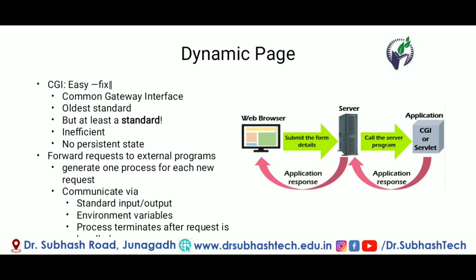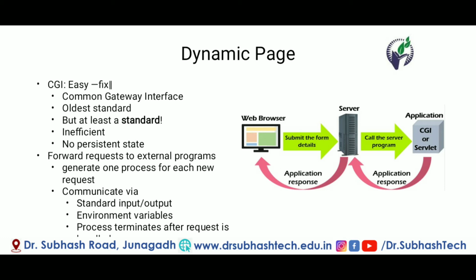But the main thing is that you can get the proper response whenever the client sends a request to the server. All of this is done in CGI. Whenever the request is made, it is forwarded to external programs, which generate one process for each new request.